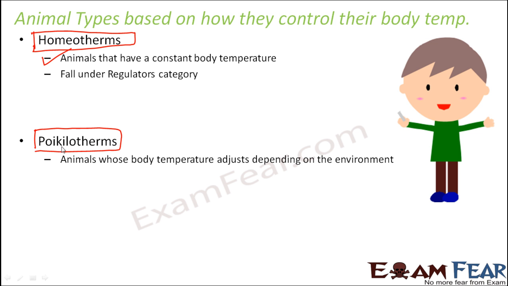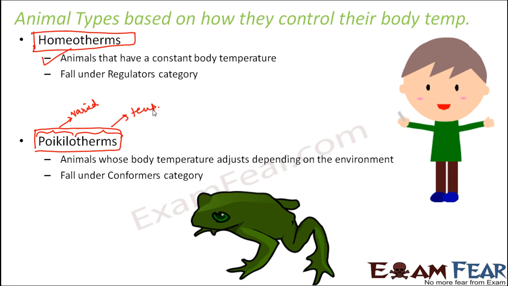The term poikilo means varied, or varying or changing, and therms again refers to heat or temperature. So these animals, their body temperature keeps varying, they keep changing with the changes in the external environment. So these are called poikilotherms. So poikilotherms would fall under the category of conformers. Obviously, they fall under the conformers category. So, they do not have that mechanism.